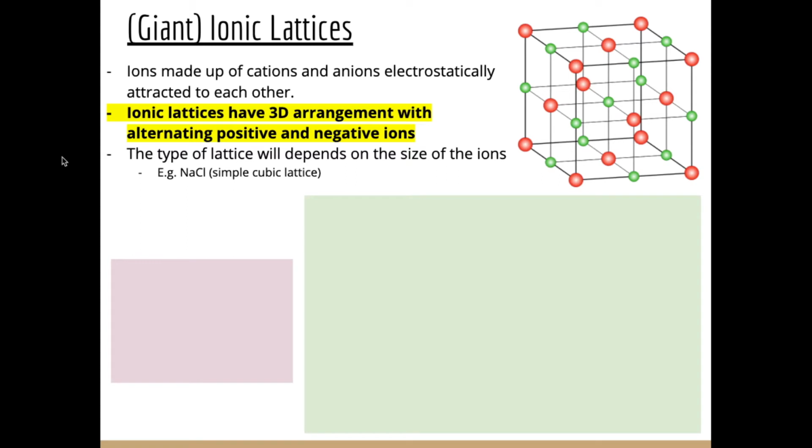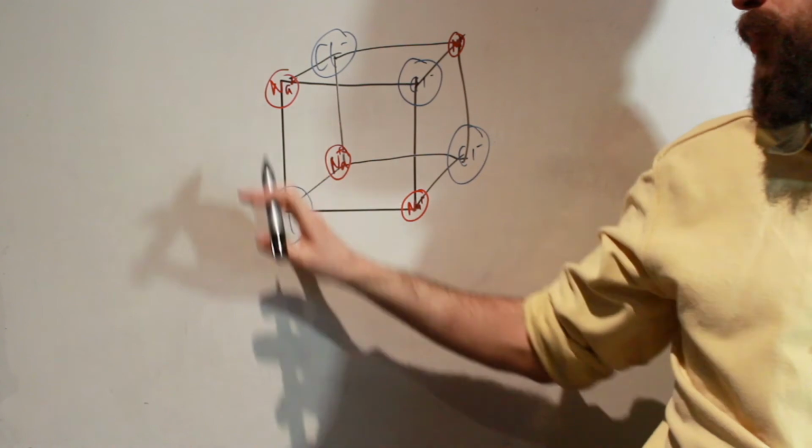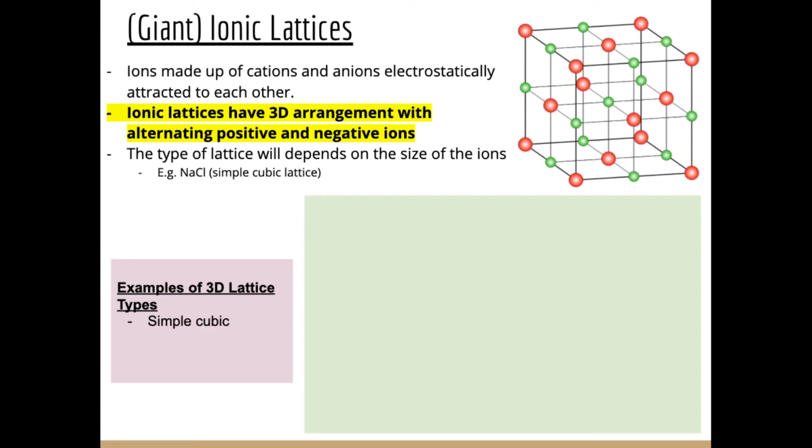There are different kinds of these types of lattices depending on how big the ions are. For example, and the good news is with our curriculum we don't need to know each of these in depth, but it's worth touching on. We've got things like simple cubic, where this would be our simple cubic. We have a sort of cube arrangement and it's simply the corners of the cube.